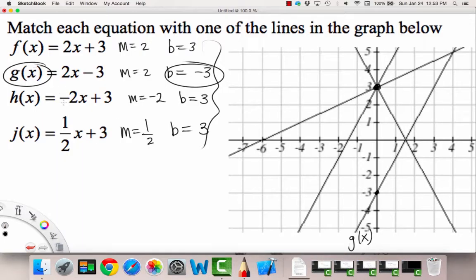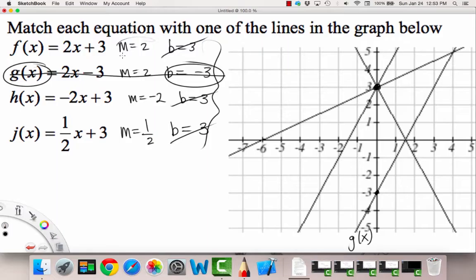Okay, so now let's look at the other one. Everything else has a y-intercept of 3. So let me cross out the ones we've already done. We did g of x, and now everyone else has a y-intercept of 3, so that doesn't help us distinguish one line from another, right? So we have to look at the slopes. So let's look at f of x.